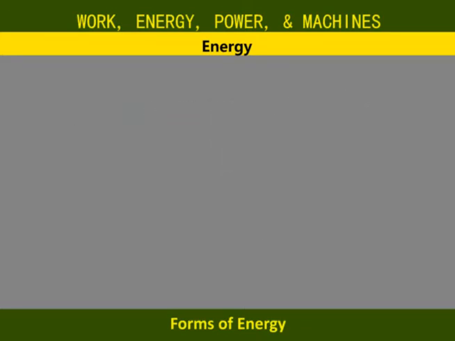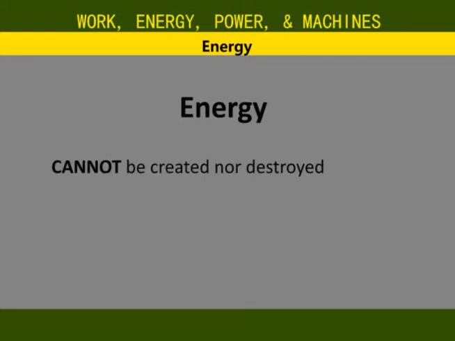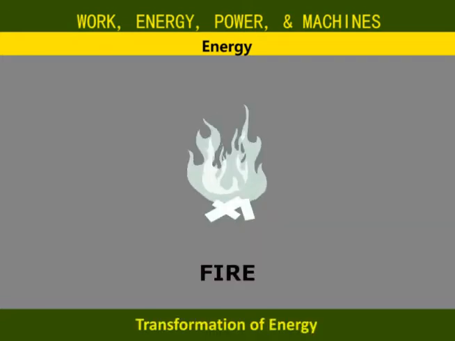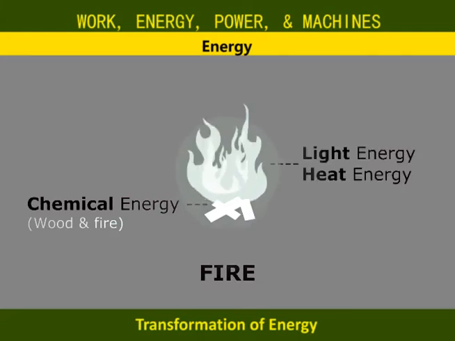One important thing about energy is that it cannot be created or destroyed. It can only be transferred from one form or place to another. This is known as the law of conservation of energy. For example, look at the fire again. We know that chemical energy is stored in the wood. And what is happening is that chemical energy is being transferred to the surroundings as light energy and heat energy.